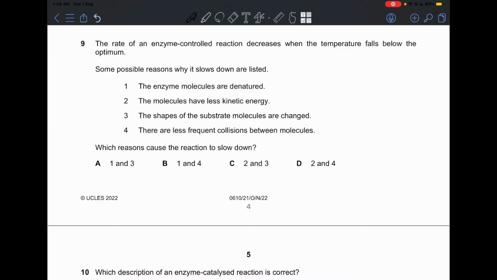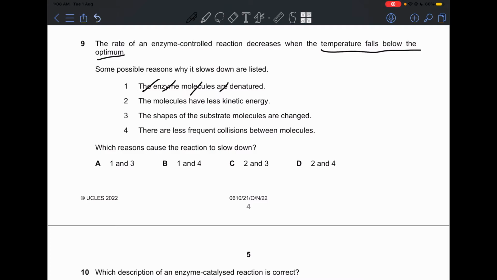Now over here they said that the temperature falls below the optimum. That doesn't indicate that the enzyme is denatured. So this statement is going to be incorrect because denaturation only occurs when the temperature is higher than the optimum.